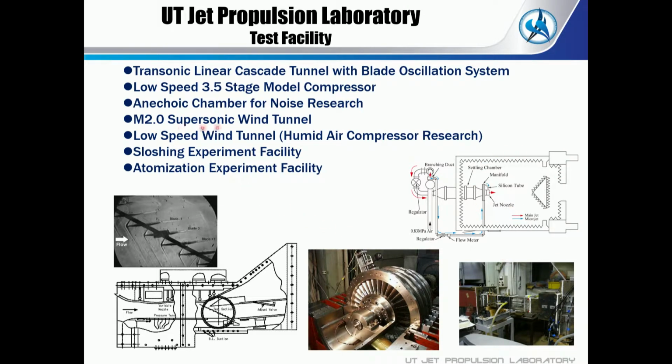And the M2 supersonic wind tunnel is used for the scramjet inlet flow field. It's mainly for shock control, to identify the shock behavior at the inlet of the scramjet engine. And next one is the low-speed wind tunnel for humid air compressor research. The airspeed is about 60 meters per second, and we inject the water droplets into the cascade here. And the sloshing experiment facility and atomization experiment facility are two-phase flow test facilities.